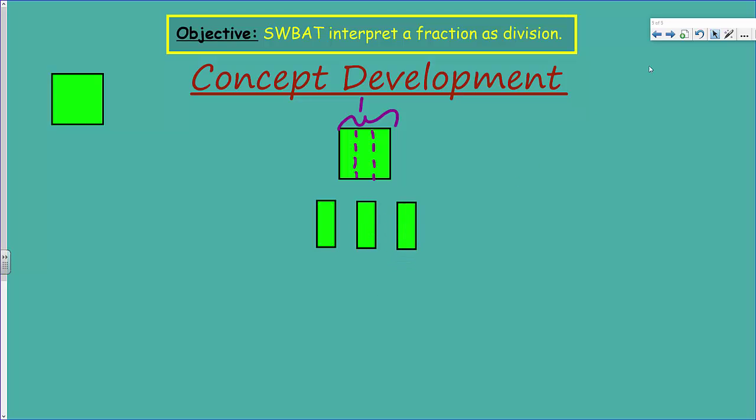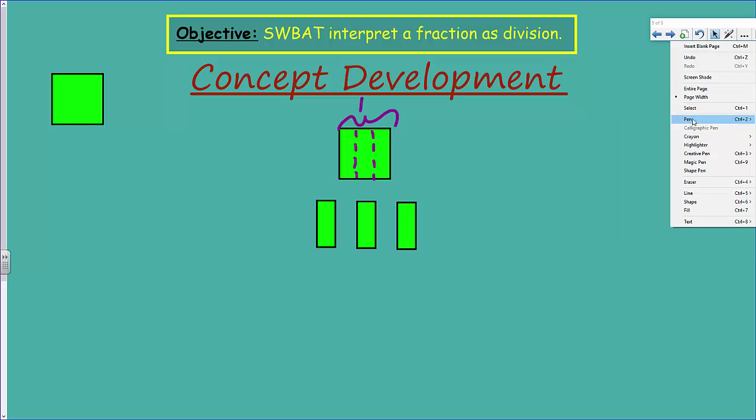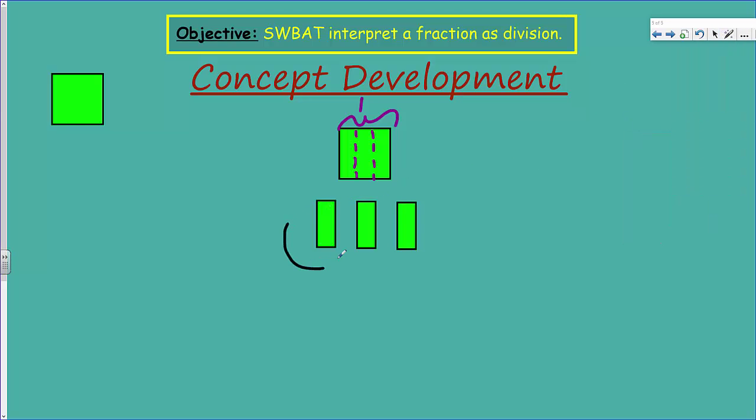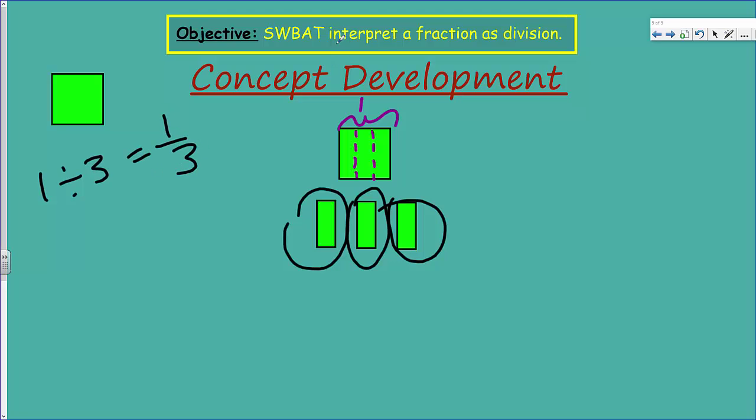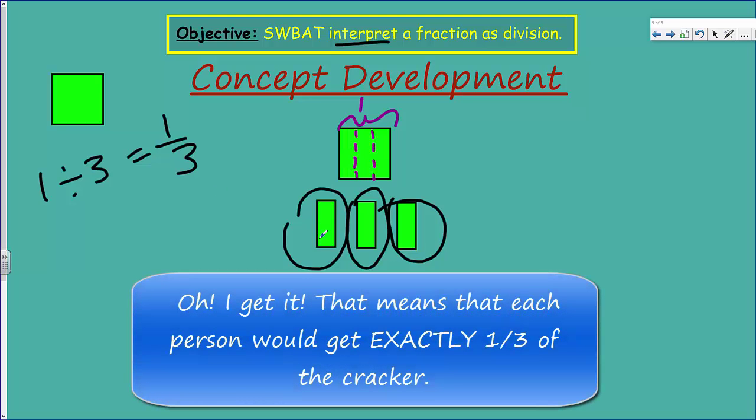Now each person is going to get part of that cracker. Because this is one person here is going to get that much. Another person is going to get this much. And that's our problem. We have 1 cracker divided by 3 people. And you can see we're interpreting that fraction now as division. That's exactly what we've done. It seems pretty easy, doesn't it?